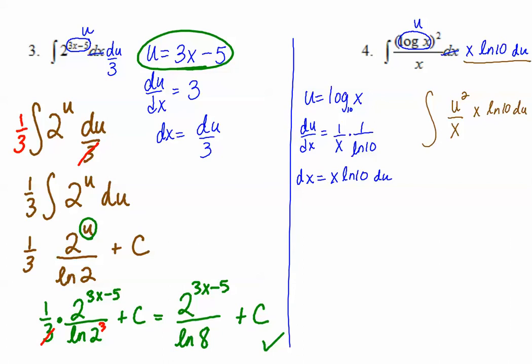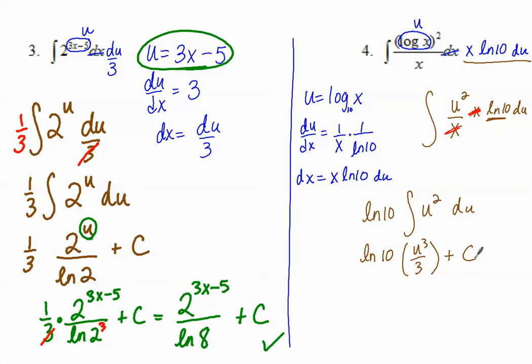Well, this is looking promising because my x's cancel out. What am I left with? Integral of u squared. Natural log of 10 is just a constant multiple, so really I can write it on the outside of my integral. Let me save some room for that. Natural log of 10 on the outside of my integral, then u squared, then du. Natural log of 10, there's no letters in that, no variables in that, so it can come out, it's out. Do the antiderivative of u squared, u cubed over 3 plus c.